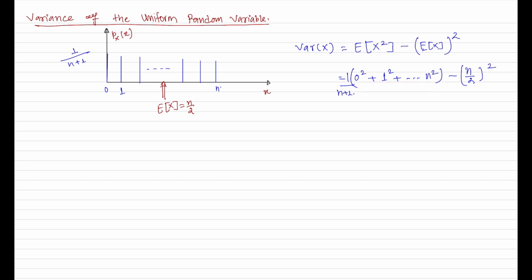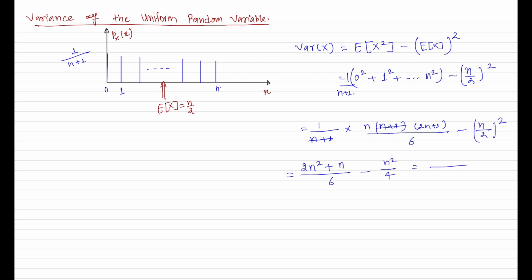squared. How can we find this summation? We can make use of the formula. So that will be 1 divided by n plus 1 times n into n plus 1 times 2n plus 1 divided by 6, minus n divided by 2 squared. This n plus 1 will get cancelled. Overall we will have 2n square plus n divided by 6 minus n square divided by 4. We can take the LCM, that will be 12. Here we will have 4n square plus 2n minus 3n square. So overall we will be getting n square plus 2n divided by 12, that we can write like this: 1 divided by 12 into n into n plus 2.